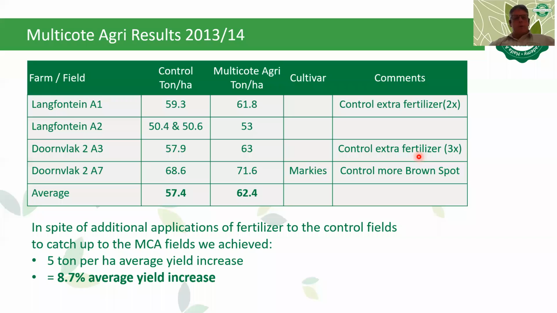We did a 3rd year with the same crowd. We again adjusted our formulas slightly, and our yield increase was only 5 tons a hectare. But if you look carefully here, the control had 2 extra applications, which wasn't initially budgeted, and on this farm they had 3 extra applications, because during the season they could see they were getting behind, so they were trying to keep up and keep the plants on the same level. So we're sitting with an 8.7% average yield increase, but still we are better off.